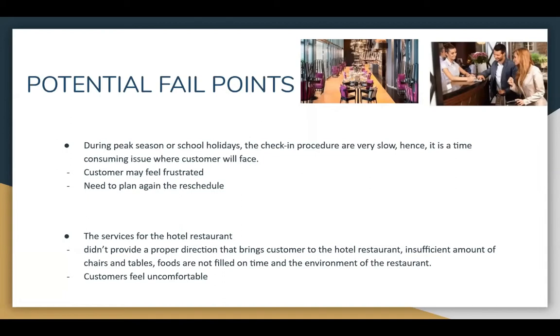And as we know, during peak season or school holiday, the hotel will be crowded and people are having breakfast at the same time. So those who are late for breakfast may take some time to wait because the restaurant space is limited, not that big, and the tables and chairs are not enough.